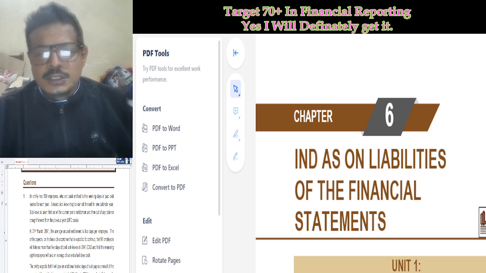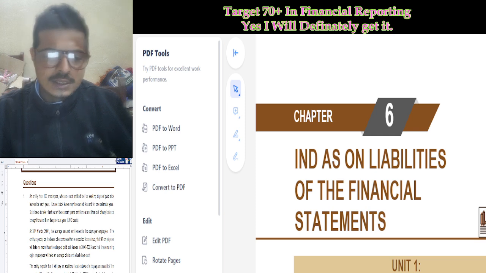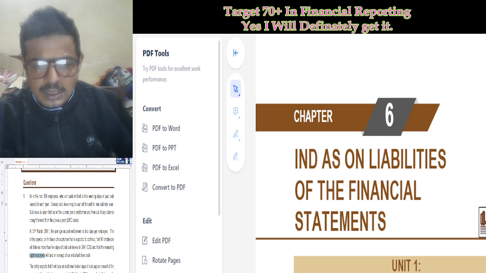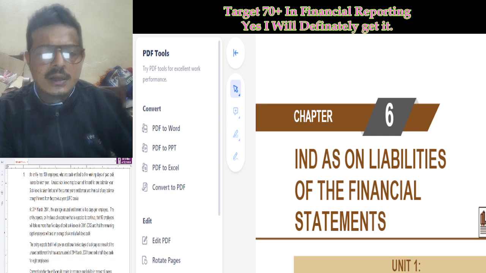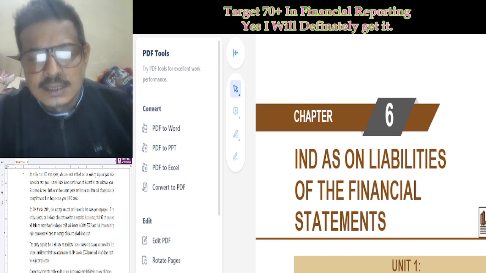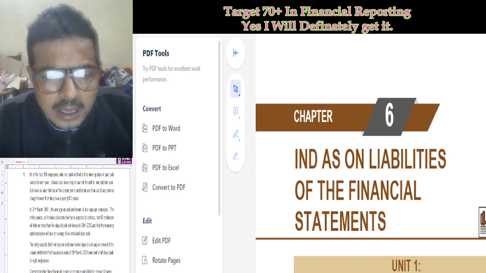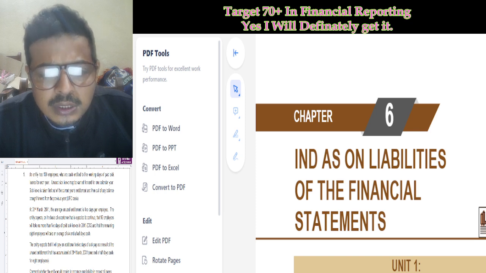At 31st March 20X1, the average unused entitlement is 2 days per employee. The entity expects, on the basis of experience that is expected to continue, that 92 employees will take no more than 5 days of paid sick leave in 20X1 and 20X2, and that the remaining 8 employees will take an average of 6.5 days each. The entity expects that it will pay an additional 12 days of sick pay as a result of the unused entitlement that has accumulated at 31st March 20X1, 1.5 days each for 8 employees. Comment whether the entity will be required to recognize any liability in respect of leaves.